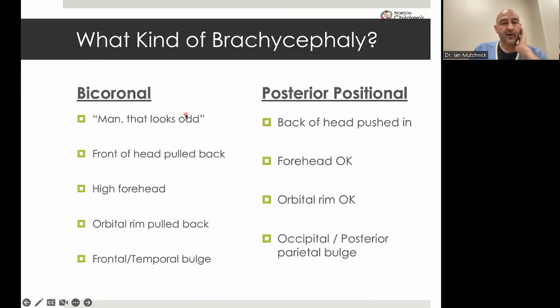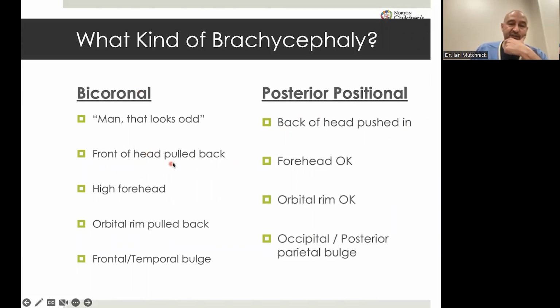normal. Okay, and I think this is a summary slide. Is this posterior positional plagiocephaly or is this bicoronal synostosis? And if you look at this kid with brachycephaly and you go, wow, that looks weird, send them to us. If this just looks like the back of their head got pushed in, then less likely to send to us.